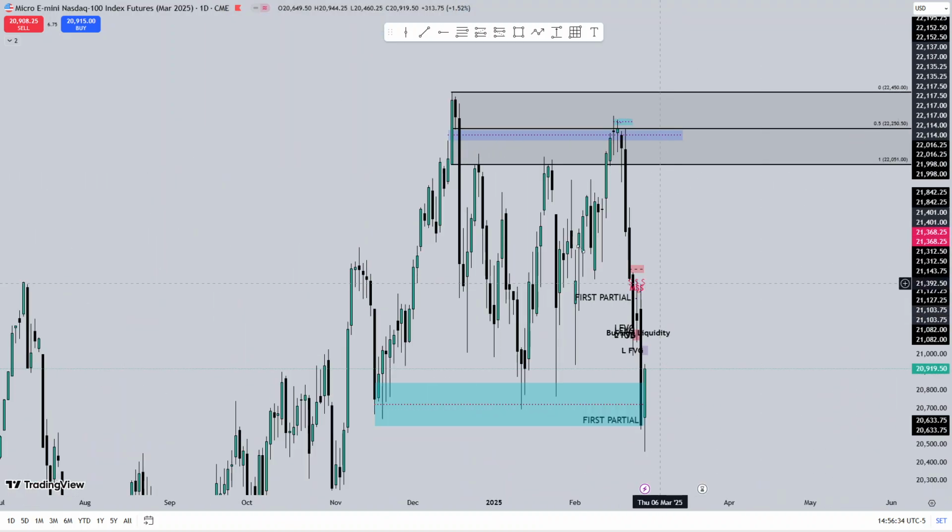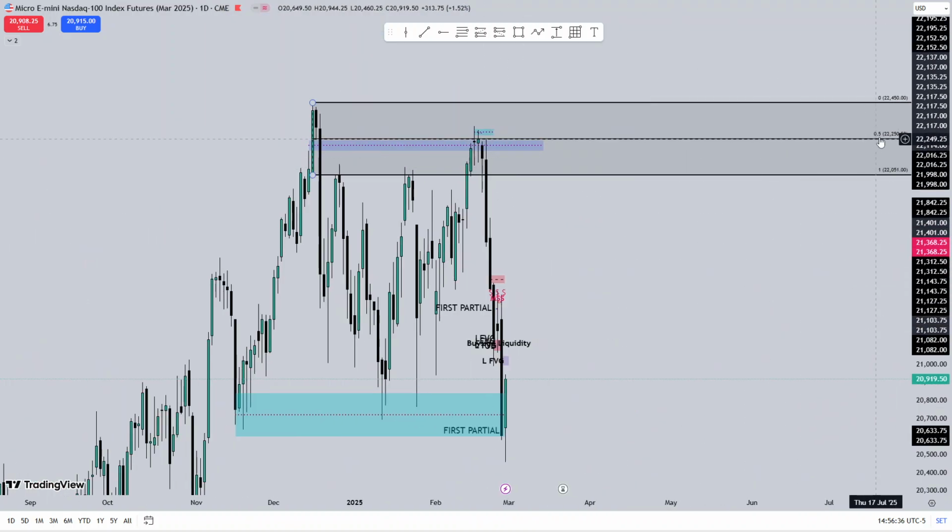And over here the market has taken all the buy side liquidities. No more buy side liquidities were left except this all-time high.